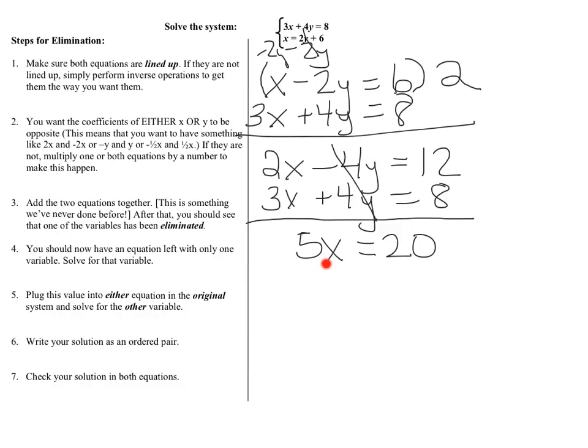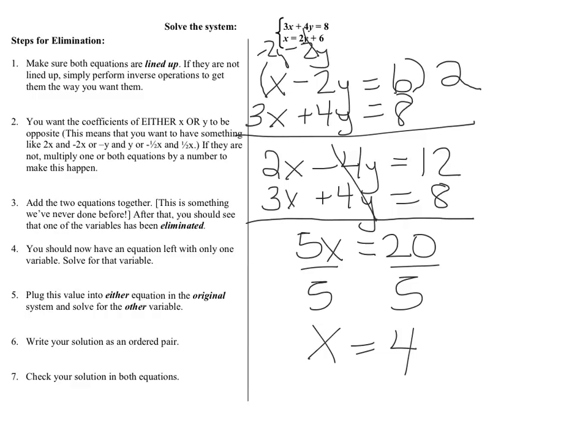So we're going to solve for that variable. 5x equals 20. Well, we already know how to do that. We divide both sides by 5, and we get that x is equal to 4. So what we've just done is we found the value of x. But if we know the value of one of the variables, we can very easily get the other variable.